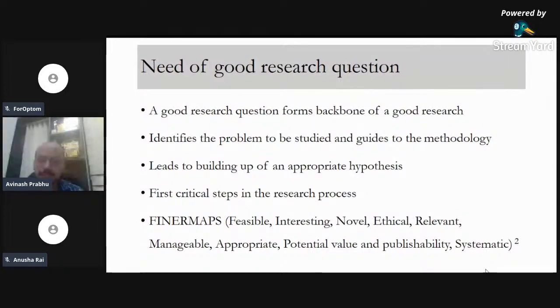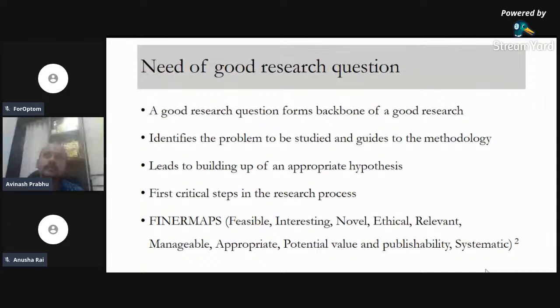And finally, systematic. Okay, so when I'm putting this term as a good research question, you can just randomly think about a research question now. Maybe your UG topics or your PG topics, the research which you're planning or already working on. Just think about a research topic and try to see if this acronym FINER MAPS applies to it. Is your research question feasible? Feasible in the sense, is it feasible to do at that particular point of time?